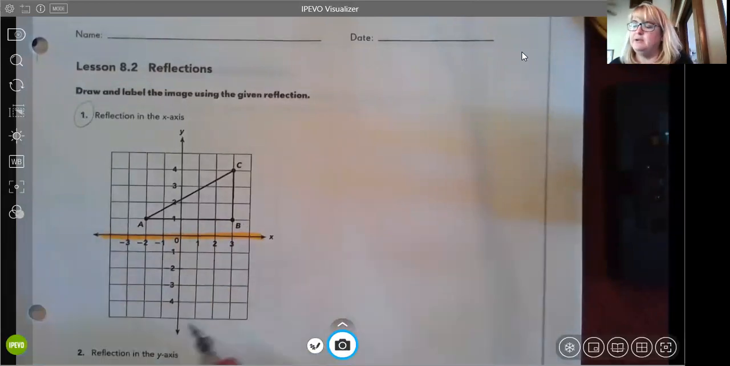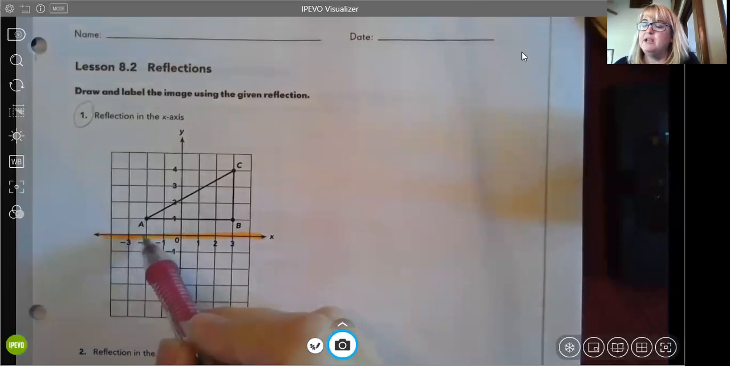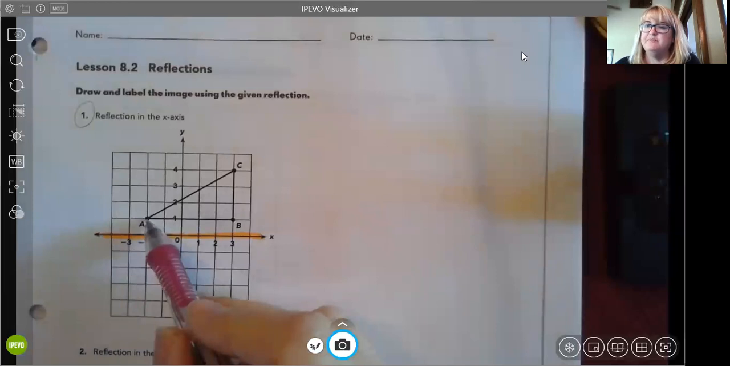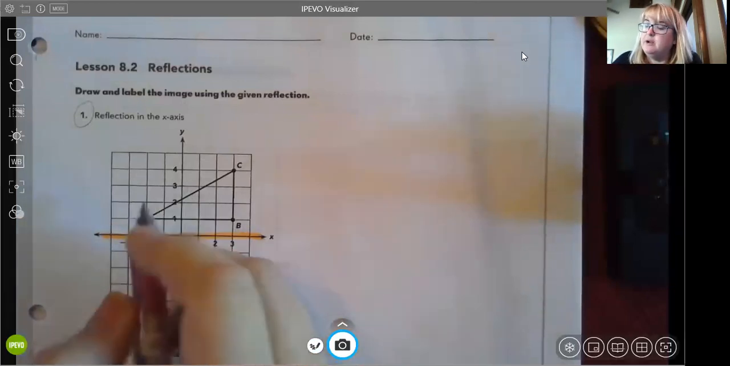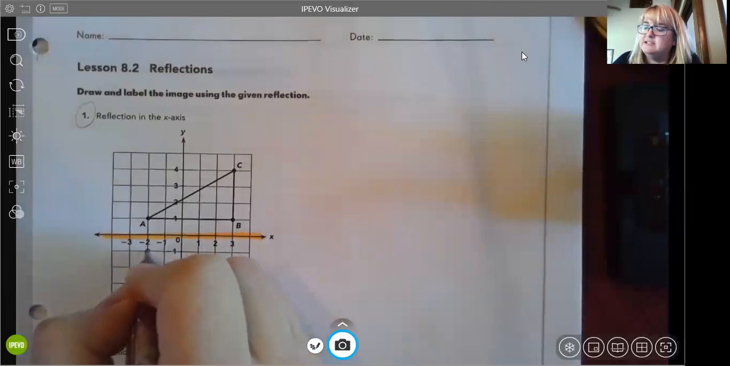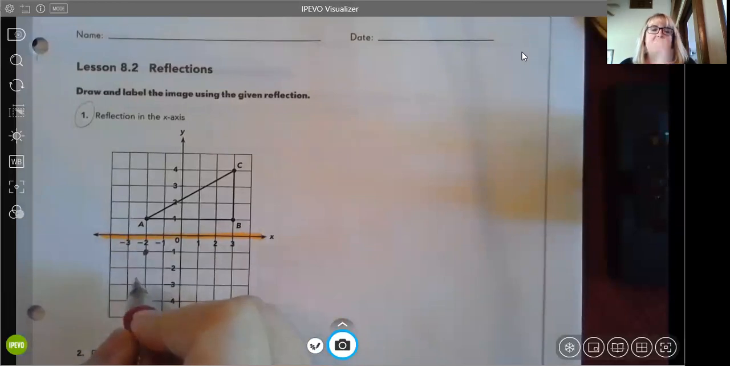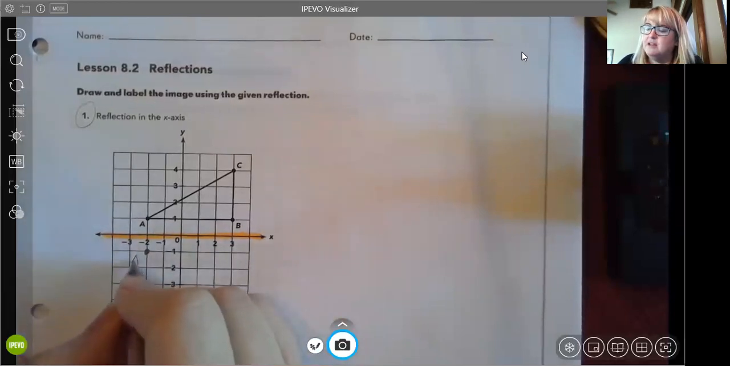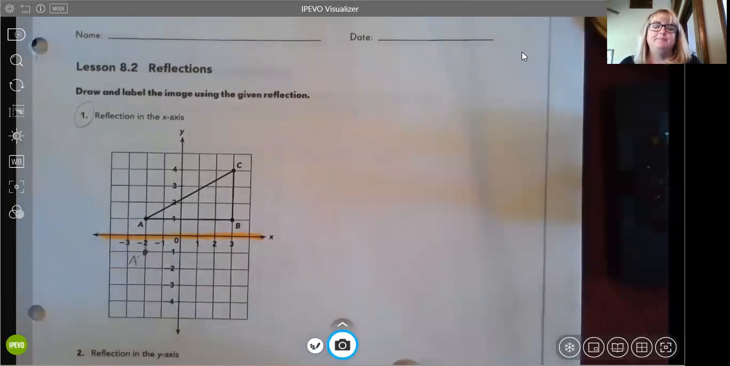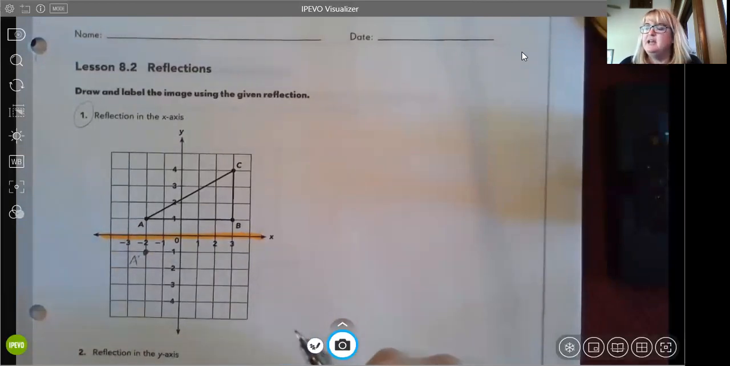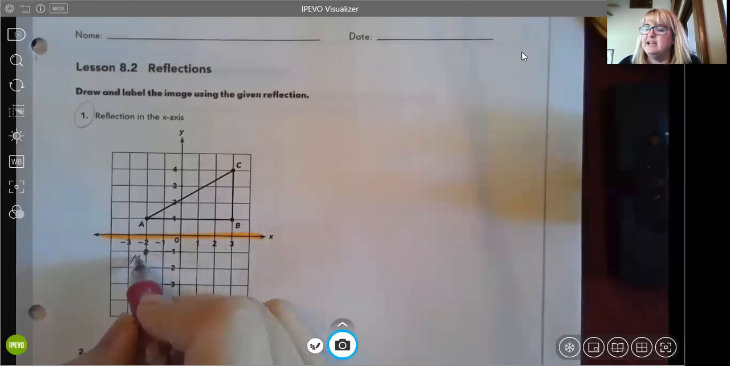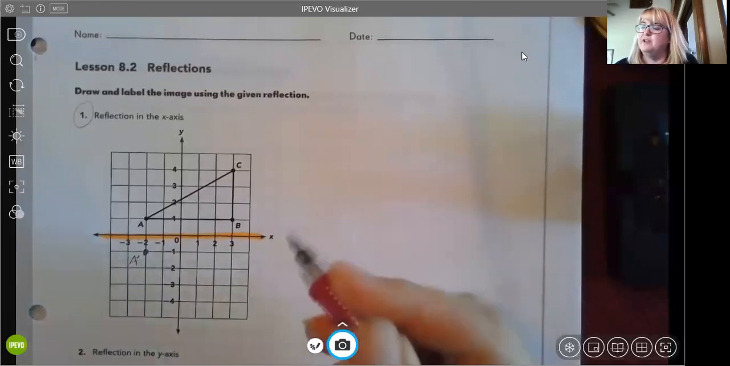Let me tell you what I mean. Point A is one unit above the line of reflection. In the reflection, A is going to be one unit below. So we're going to reflect point A. Instead of being one unit above, it's one unit below. Now, when you reflect a point, we're going to call this A prime. I think we went over this in our translations. A prime means the point A after the movement, after the reflection.